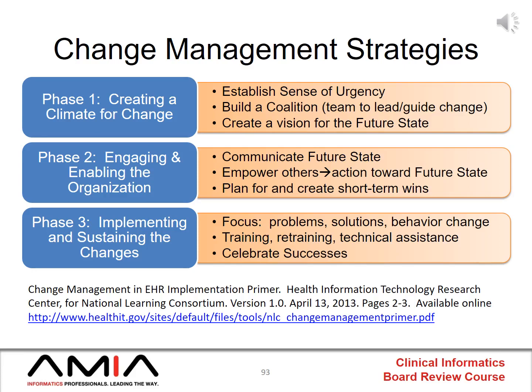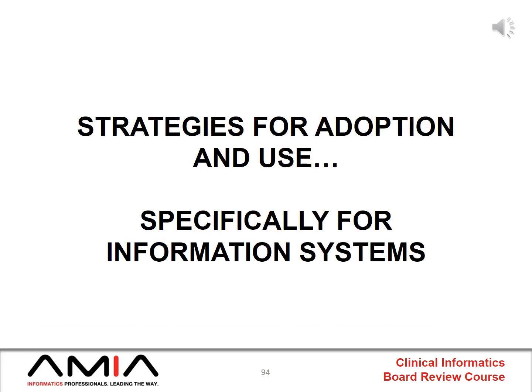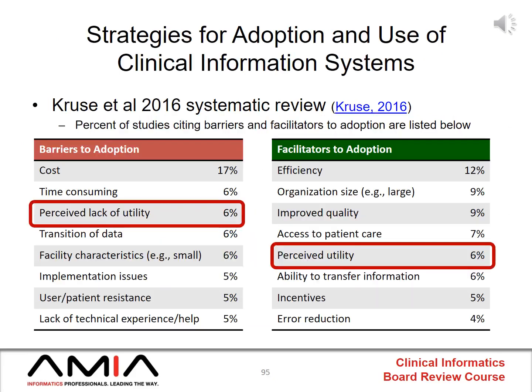In phase 3, you would implement and sustain the changes, offer training, retraining, and technical assistance, and also celebrate your successes. Finally, we're going to go through a few strategies for adoption and use that are specifically for information systems. You should be aware of this paper from 2016 by Cruz et al., which did a systematic review of studies that cited barriers and facilitators to adoption of an electronic health record.